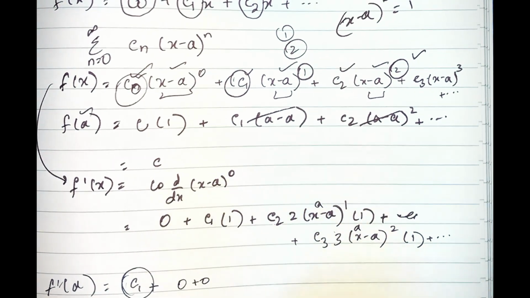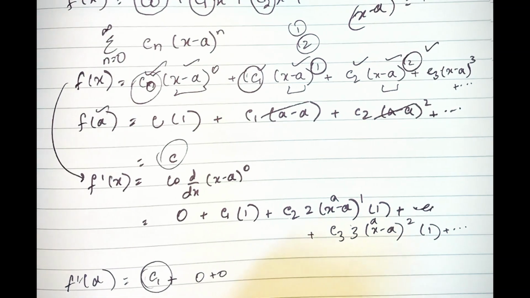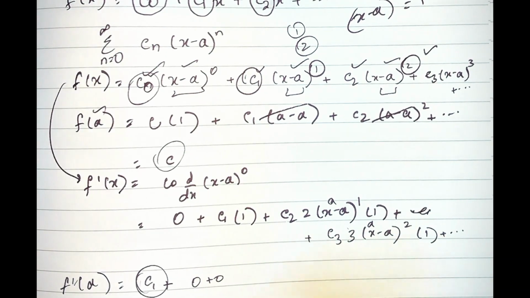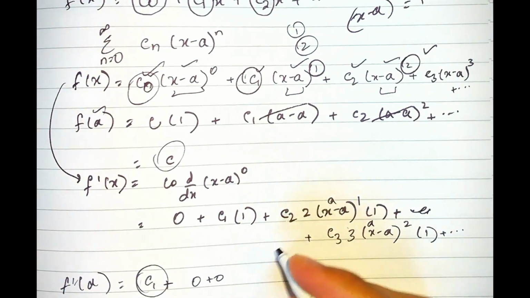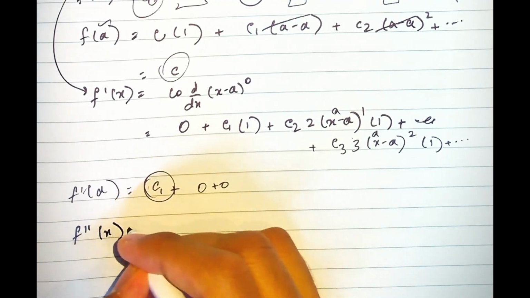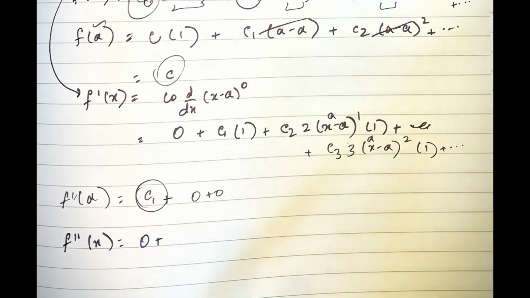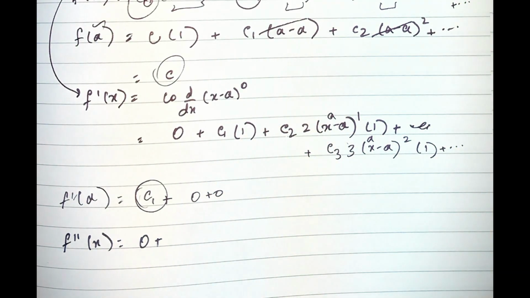Again you see we found c1. In this case we found c1. We will take the derivative again so that we can find the value of c2. So the second derivative of x will be 0 plus, now we found c1, so we do not have to worry about it, so we will just not take that.